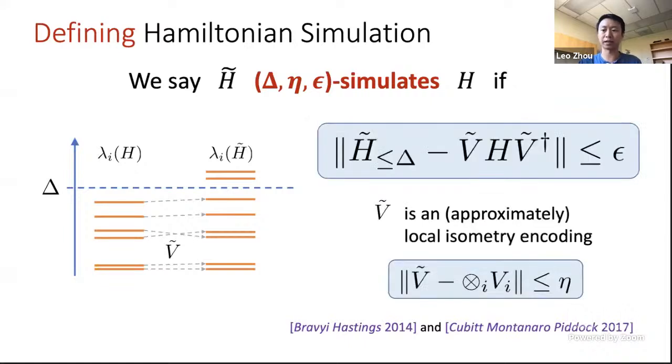More precisely, this means that the operator H tilde, when it's restricted to the eigenstates below some cutoff delta, is epsilon close to the encoded original Hamiltonian H in the operator sense. And we also want the encoding V tilde to be approximately local, in the sense that the isometry operator V tilde is eta close to a tensor product decomposition that acts independently on the original particles. And this locality is important for preserving the locality of observables and noise processes, which is part of the argument why we consider analog simulations to be more robust in experiment.